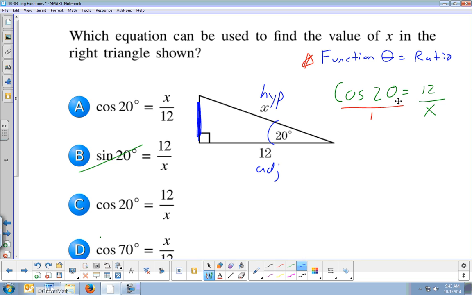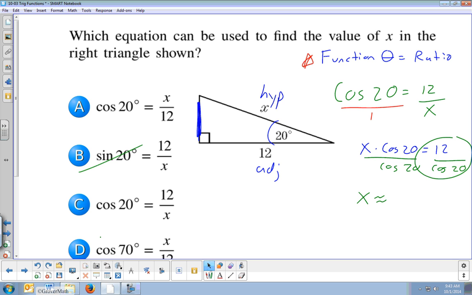If we were to cross multiply this, x times cos 20. Cos 20 is one thing. You don't multiply just by the 20 or the cos. It's cos 20. So x times cos 20, and 12 times 1 is 12. I can then get x alone by dividing by cos 20. And so this is what I'm going to type into my calculator now to get my value for x.